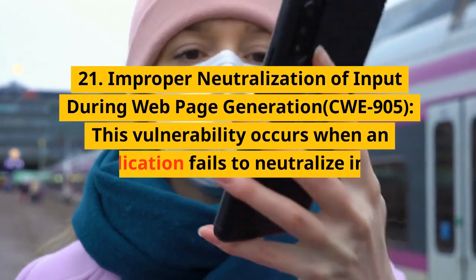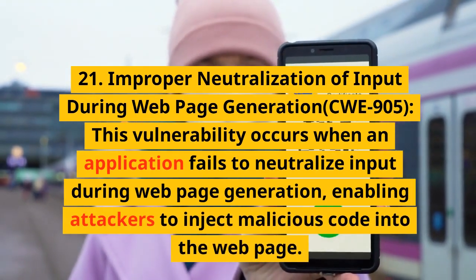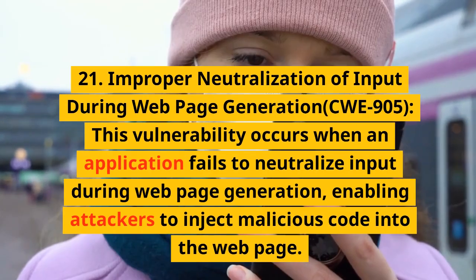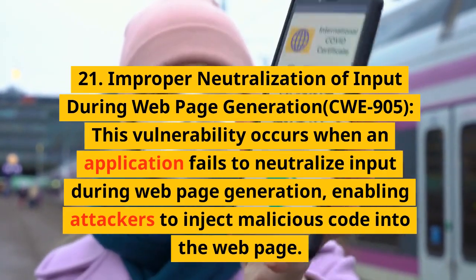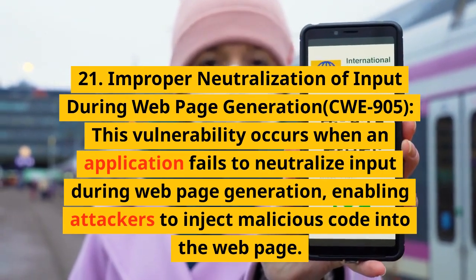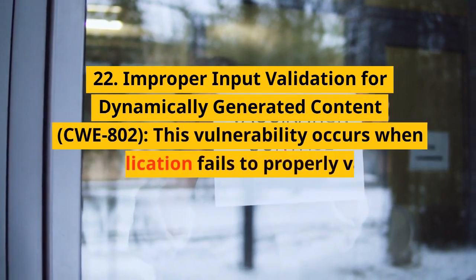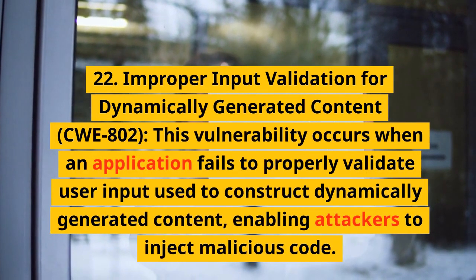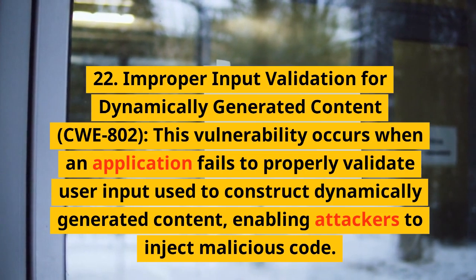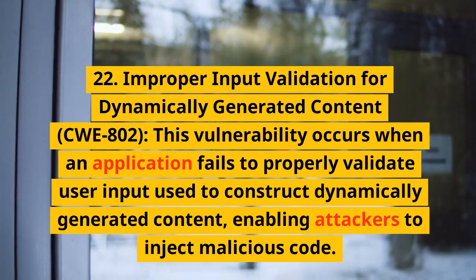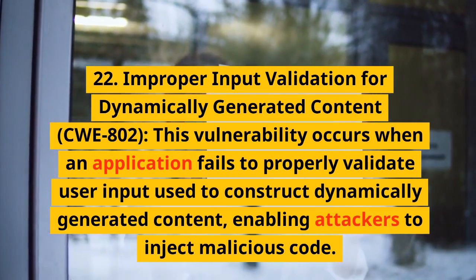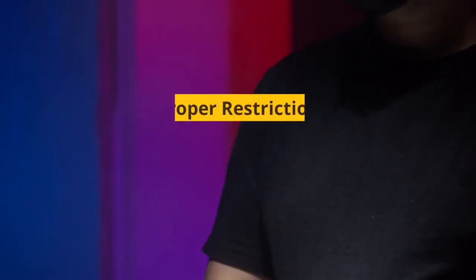21. Improper neutralization of input during web page generation, CWE 905. This vulnerability occurs when an application fails to neutralize input during web page generation, enabling attackers to inject malicious code into the web page. 22. Improper input validation for dynamically generated content, CWE 802. This vulnerability occurs when an application fails to properly validate user input used to construct dynamically generated content, enabling attackers to inject malicious code.